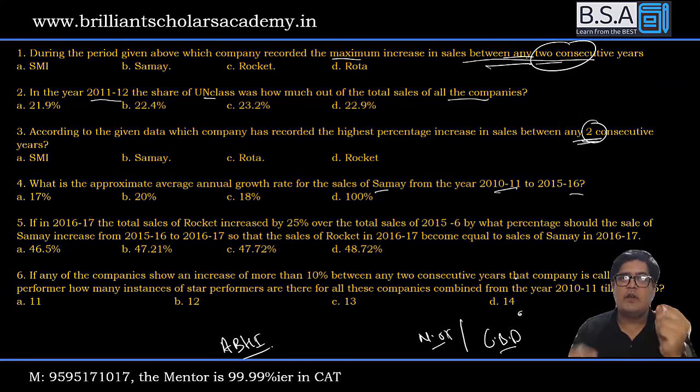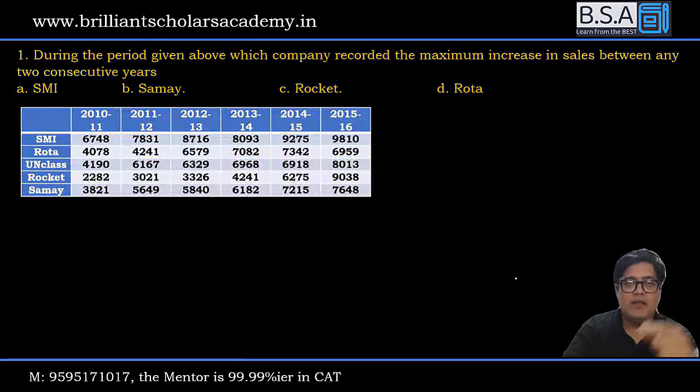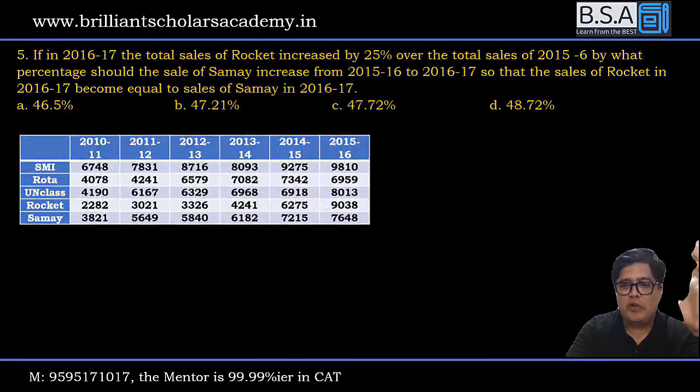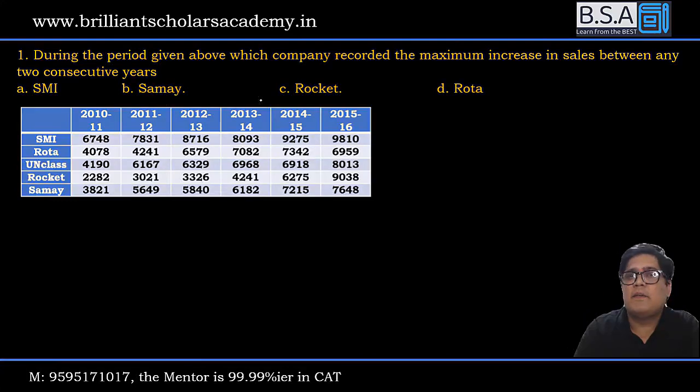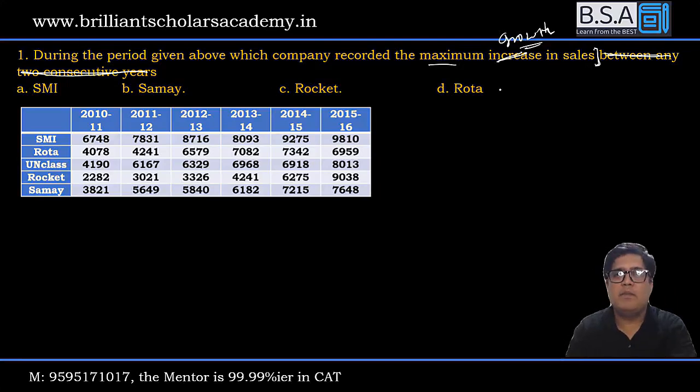I'll twist these questions. I will be covering a lot of theory. For every question there is something new. So I'll be covering theory on the spot. So right now let us say during the given period is maximum increase in sales. Cut this. During the given period, which company has shown maximum increase in sales? That's it. Also replace increase with growth here. Which company has shown maximum growth in sales?